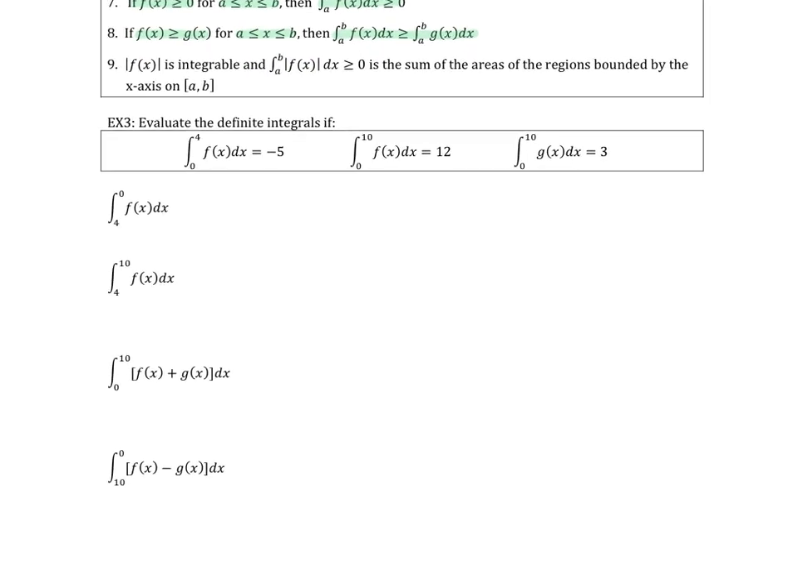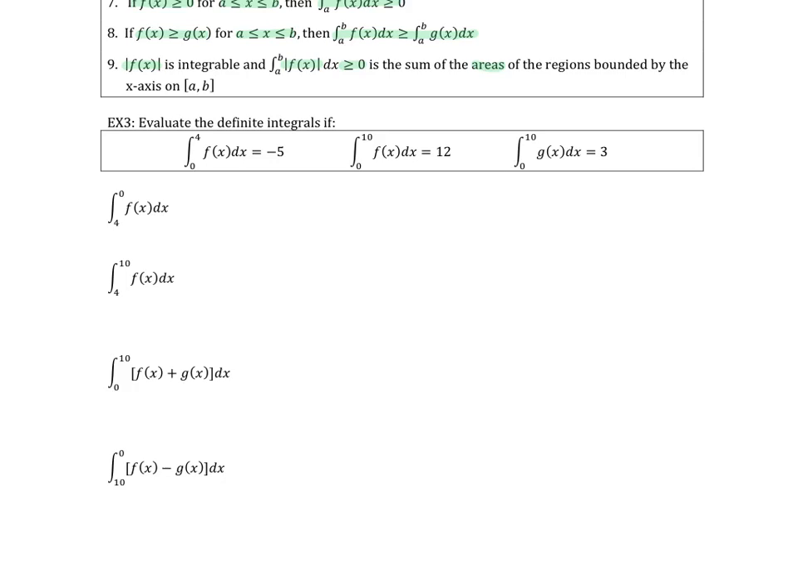This last property just says that if you take the absolute value of the integrand, then the integral will be greater than or equal to 0. So that's something that you can do if you're trying to find the area and not a net area. You can just make your integrands positive.